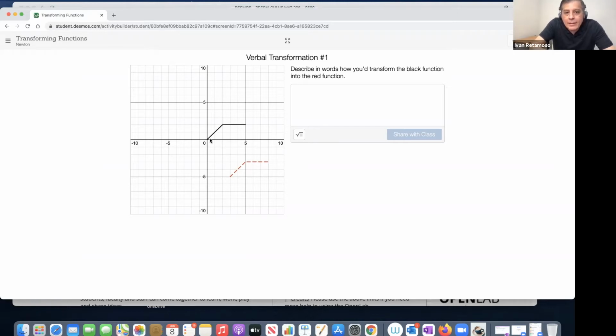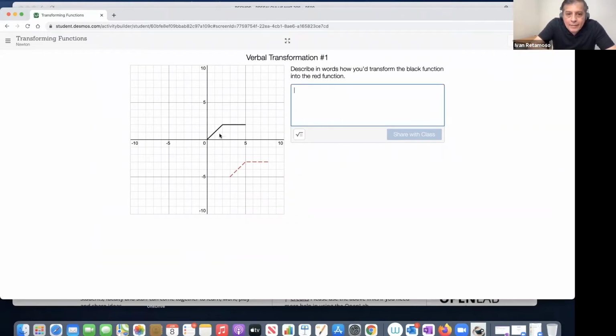Hint, clearly it's about doing a couple of translations, right? But what are these translations? So anybody could write on the chat what is needed, how many units to the right, how many units to the left or down, up, right? A couple of shifts are needed, but what are those shifts, those transformations? So feel free to write it on the chat or in your Desmos activity also, right? And when you click submit, I will get to see when you click share with class, right? Yeah, you can write it.